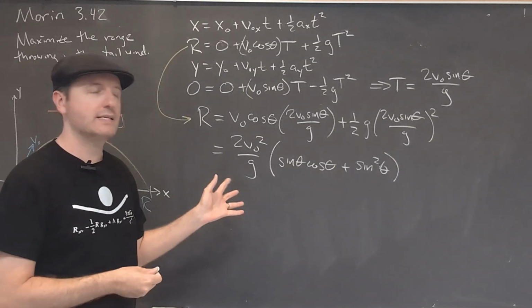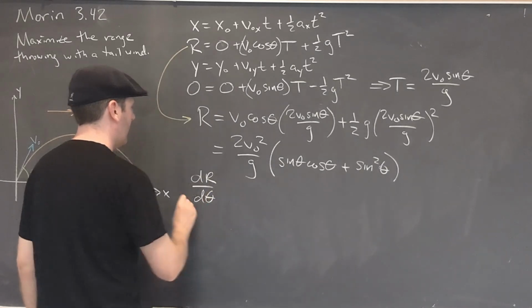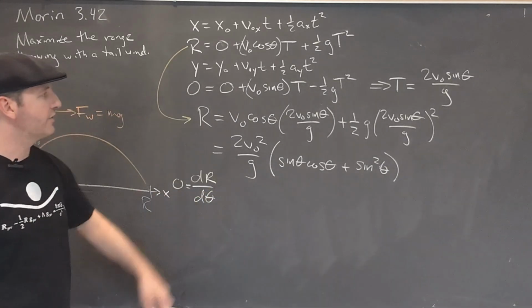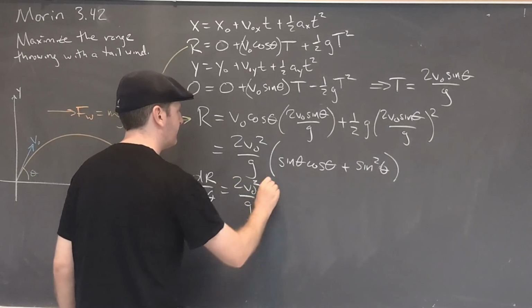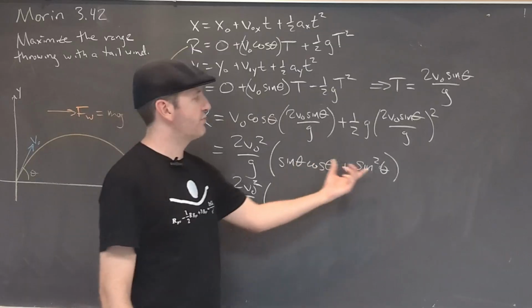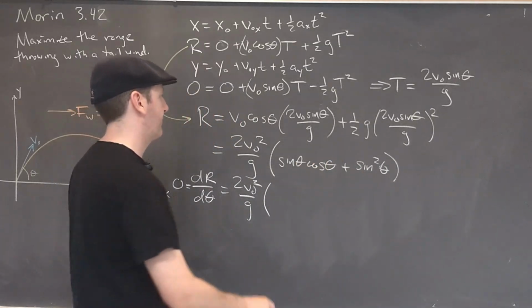Now we want to maximize this, so let's do some calculus. I'm going to set the theta derivative of this to 0. The stuff out front is a constant. And now I'm just going to use the product rule and chain rule to take a quick derivative here.